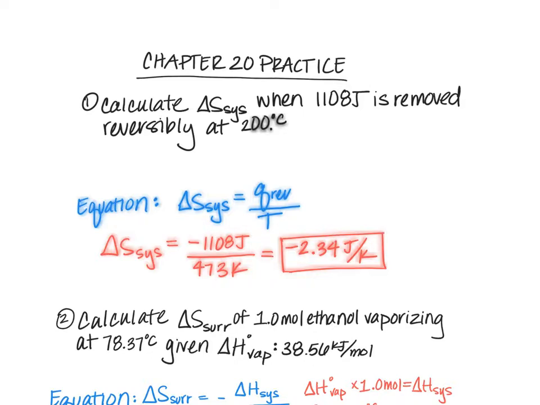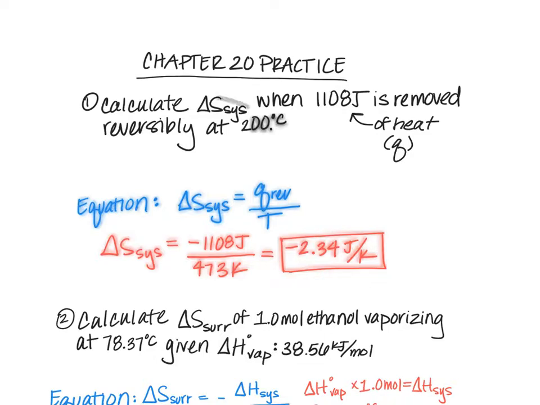Okay, so first question: solve for delta S of the system when 1108 joules of heat is removed reversibly at 200 degrees Celsius. I should have specified, so you should see heat. Whenever you see heat, you should think Q. So what are the parts of this problem that allow you to identify the particular equation that you need to use?